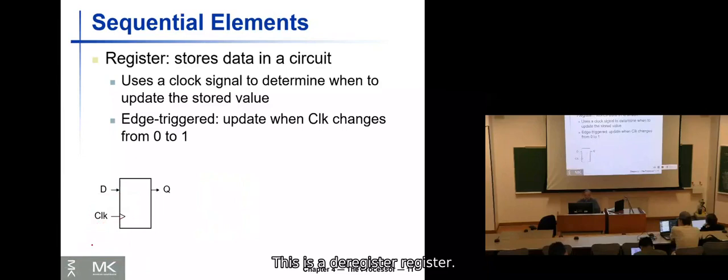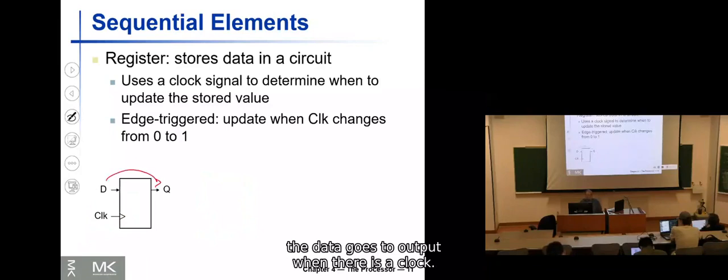This D register, you know the operation. This is the D flip-flop, very simple, basic element, memory element. So the data goes to output when there is a clock. So the transition table of this would be something like that.